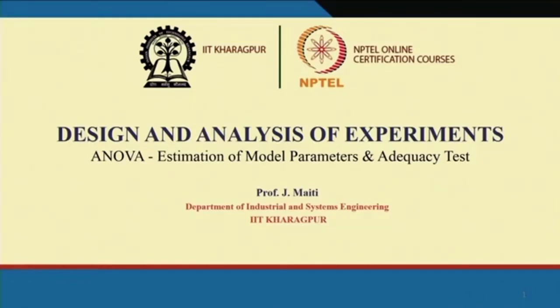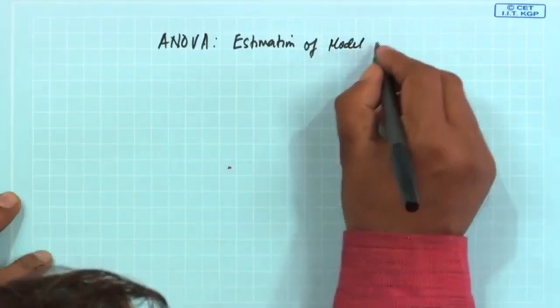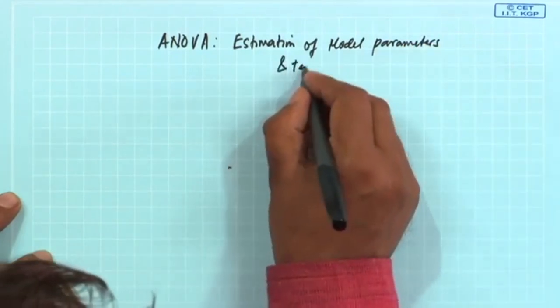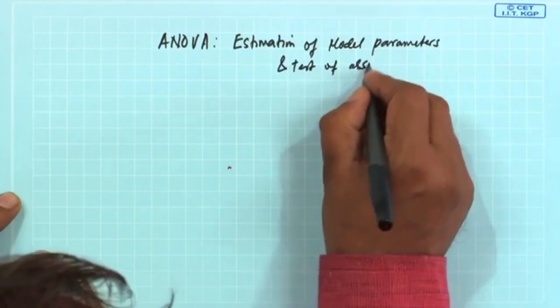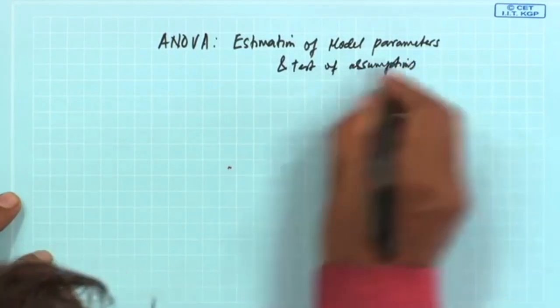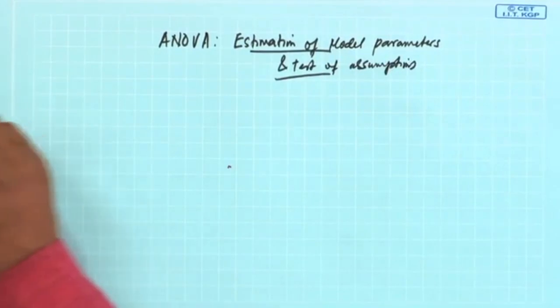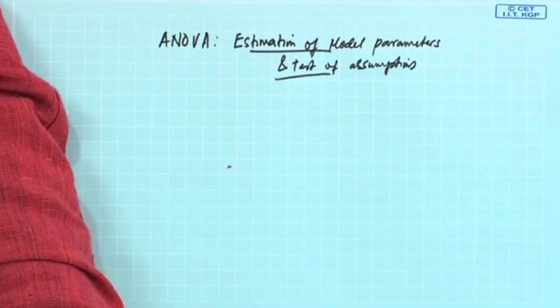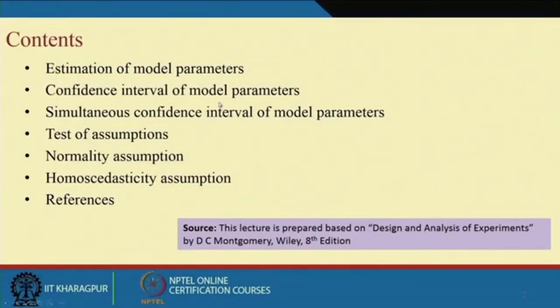Welcome. We continue ANOVA. In this lecture, we will discuss estimation of model parameters and test of assumptions. So, let us see the contents. First, estimation of model parameters followed by confidence interval for model parameters. This does mean point and interval estimate.